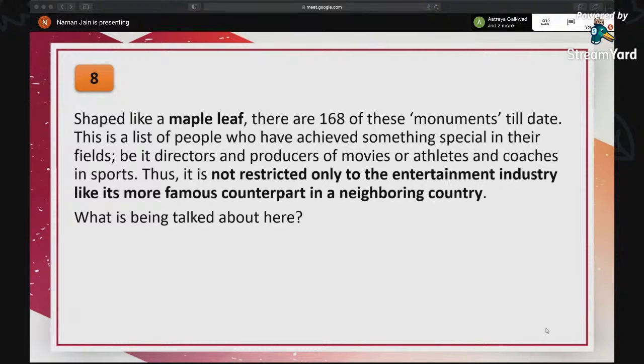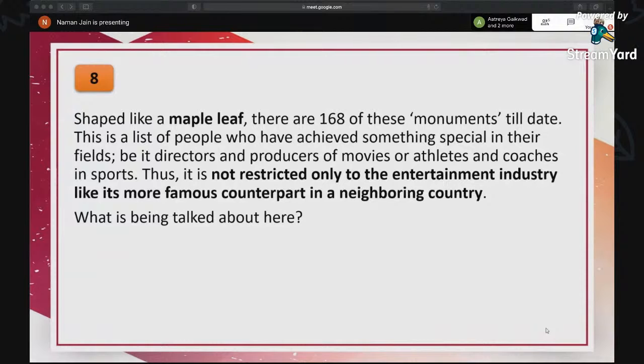Okay, and the second hint is it is not restricted only to the entertainment industry like its more famous counterpart in a neighboring country. The neighboring country also has a similar thing, but it is restricted only to the entertainment industry, while the one I am asking also includes athletes and coaches in sports, and your major hint is the maple leaf.